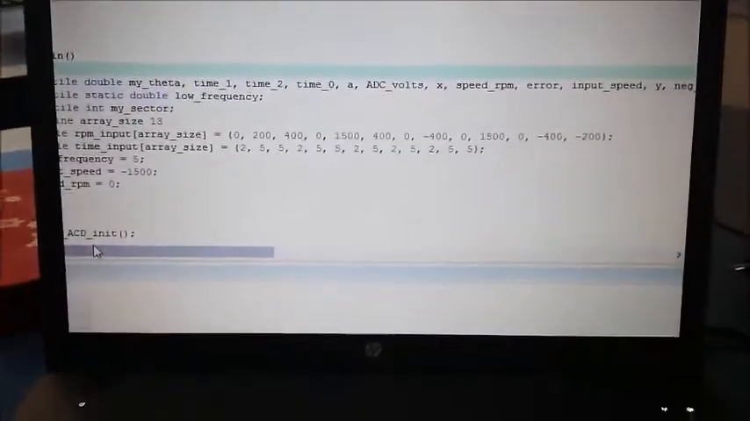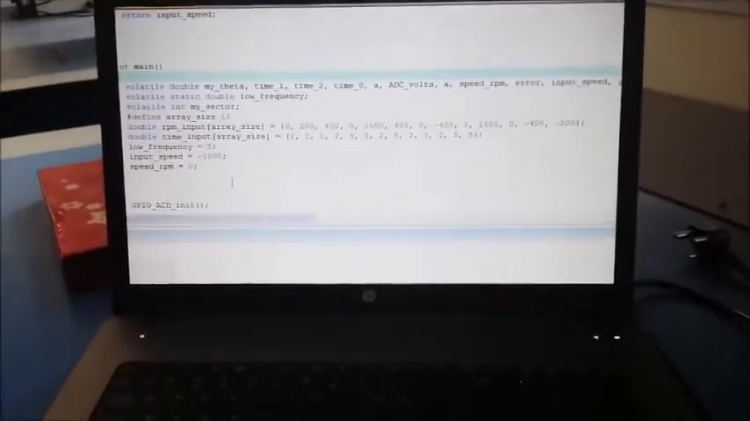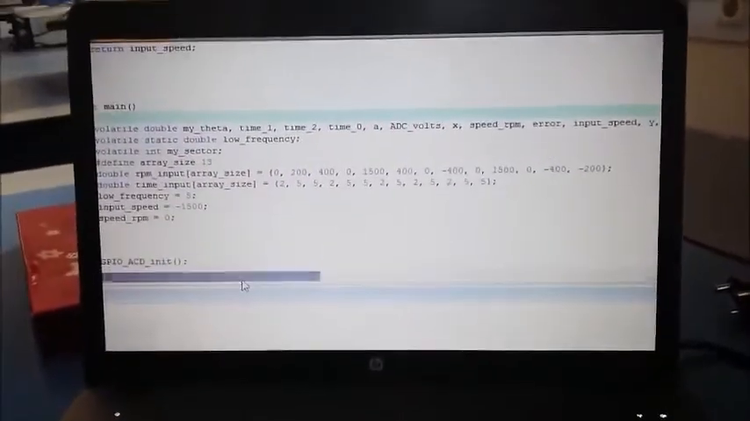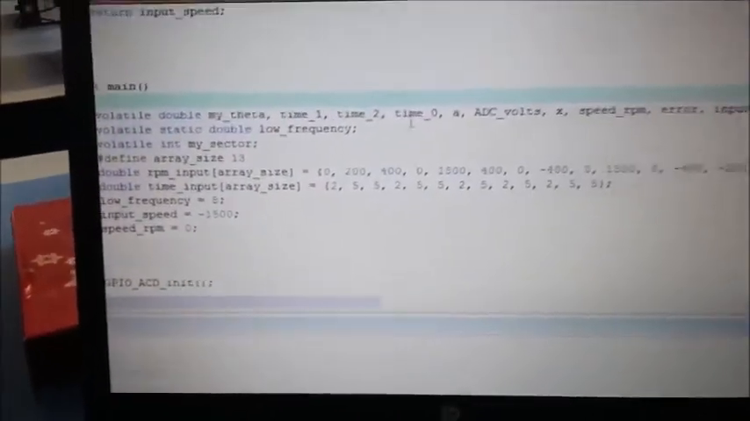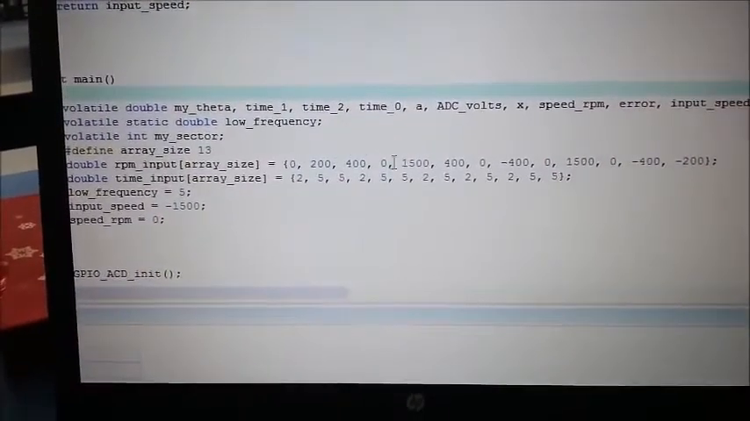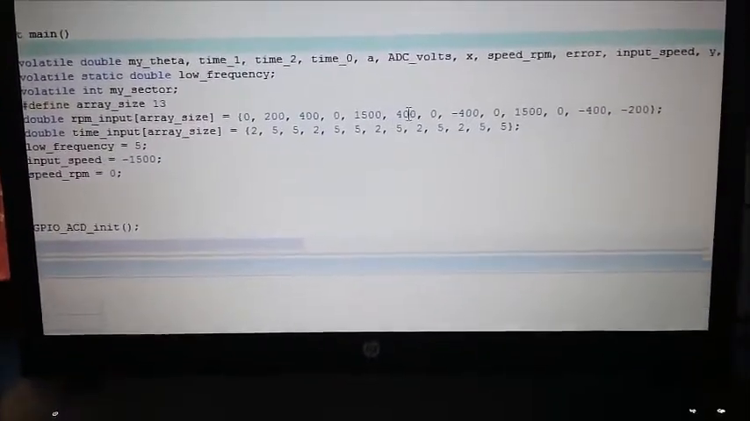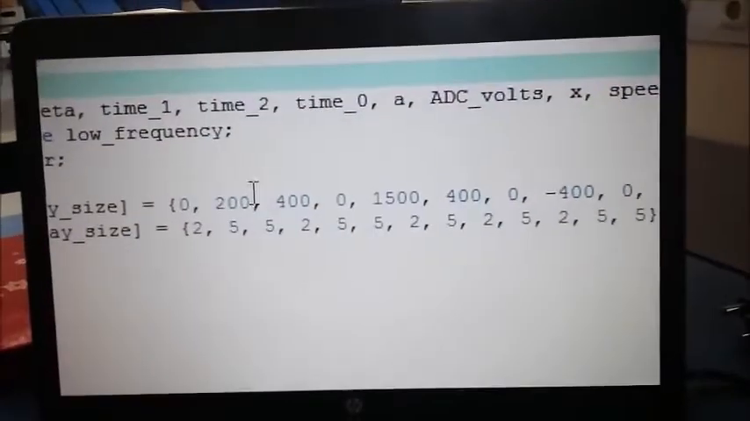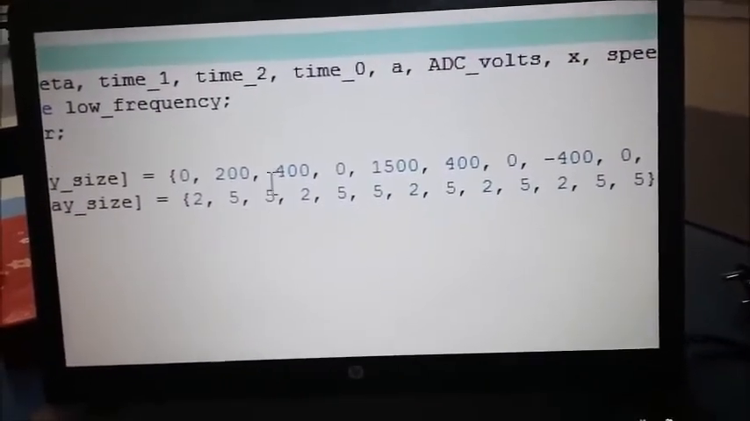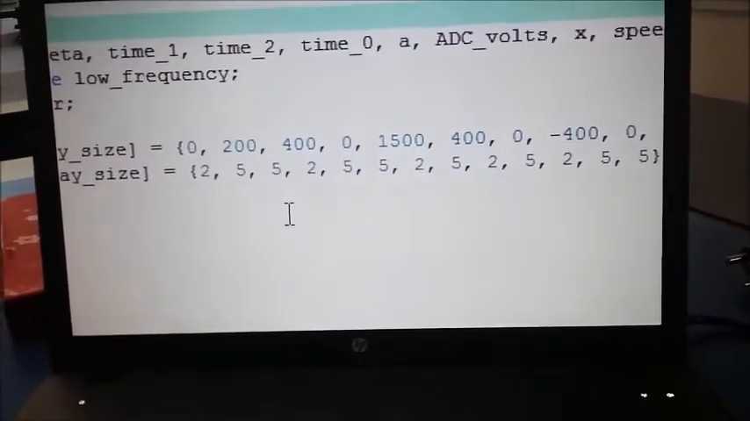Now let's introduce the next functionality, which is the programmed AC drive. Here you can see that we have two arrays. The first array corresponds to the magnitude of the speed at which our motor will be running, and the second array corresponds to the duration for which the motor will be running at that speed. For example, we can look at the first entry here, which is about 200 rpm. So our motor will run at about 200 rpm for 5 seconds. Then it will run at 400 rpm for 5 seconds, then it will stop for 2 seconds, and so on.